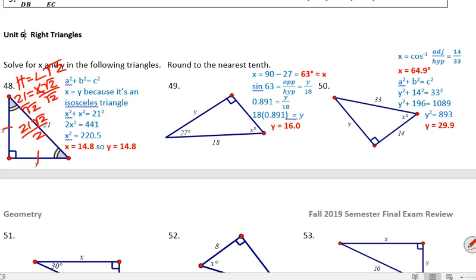The question says round to the nearest tenth, and that's why I did it the way I did. But either way, you could do it the way I just showed you as well. But recall that that's a 45, 45, 90 triangle.